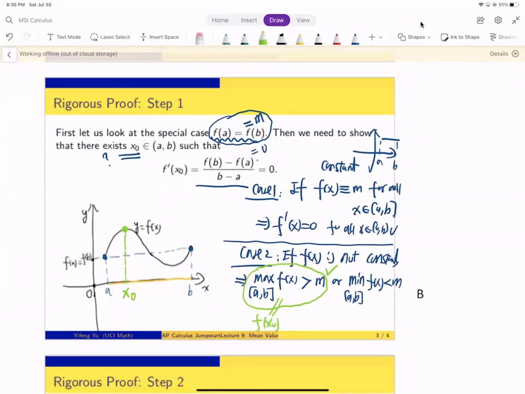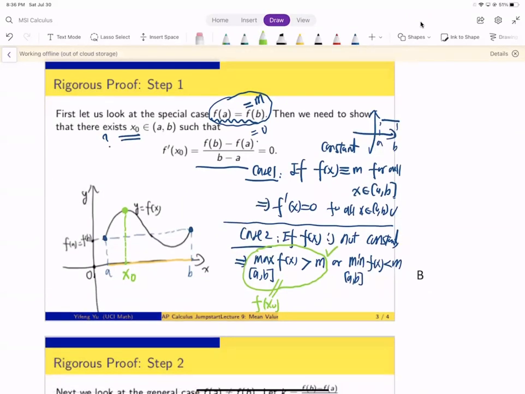All right, and then we know by Fermat's theorem, if the function attains a maximum or minimum at the point, then we just get the derivative at x0 equals 0, right? So this is something we discussed before. Now, geometry, of course, is also clear. That means the tangent line is horizontal, right? So we have the derivative of this one is 0. Okay, so then we are done.